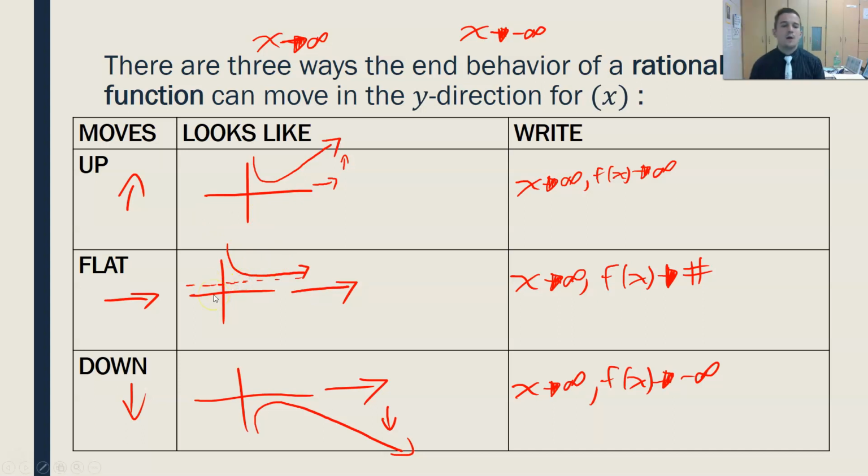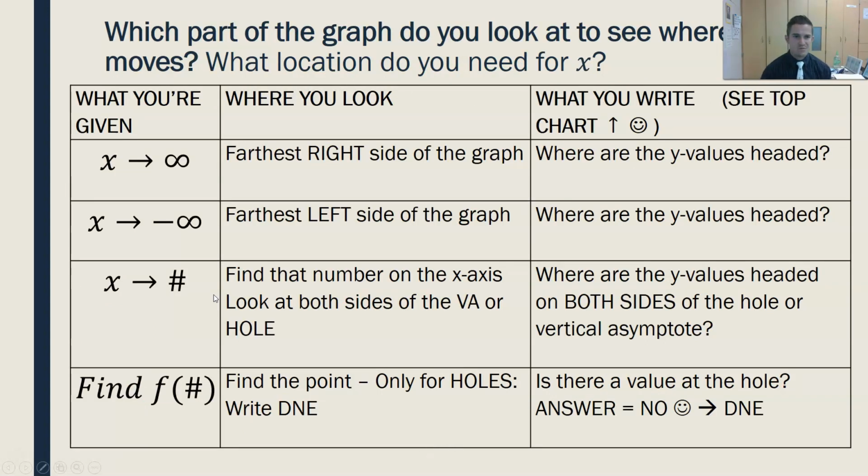So that's the third option for what the end behavior of these rational functions might look like. Okay, so let's look at some examples. So let's take a look. Which part of the graph do you look at to see where it moves? What location do you need for x?